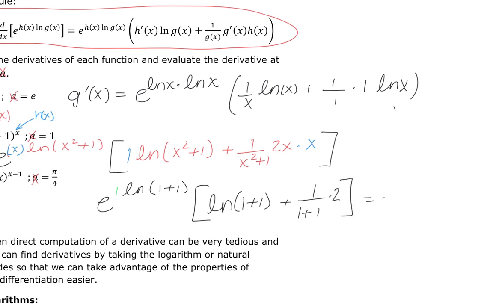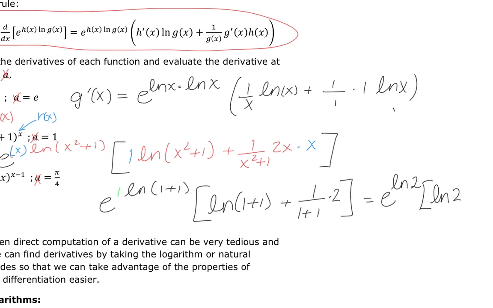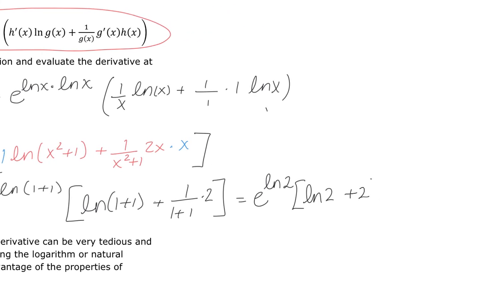So this is going to be e to the natural log of 2, multiplied by the natural log of 2, plus 2. But e raised to the natural log of any value is that value. So this is just going to be 2 times the natural log of 2 plus 2. So I have 2 natural log of 2 plus 4. And that's my final answer.